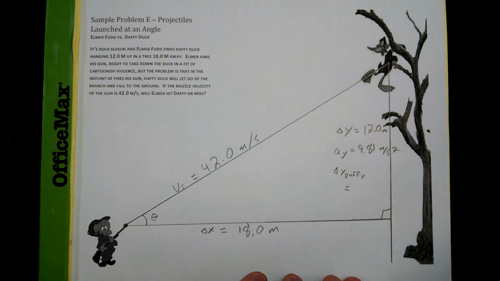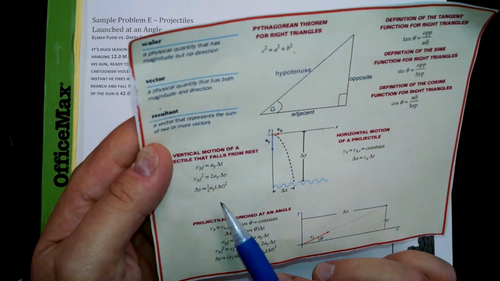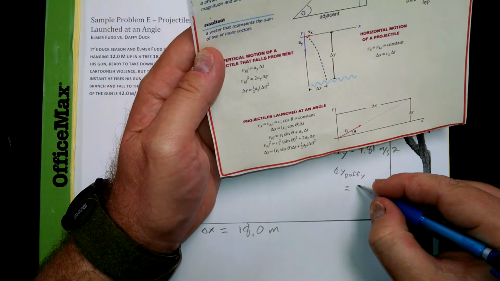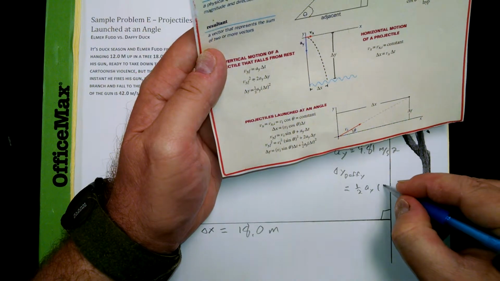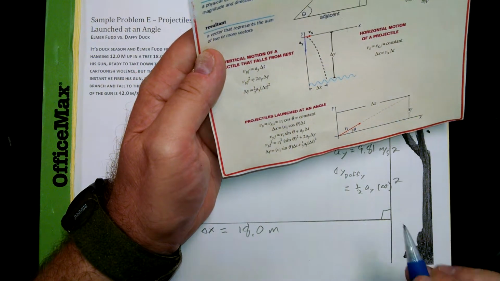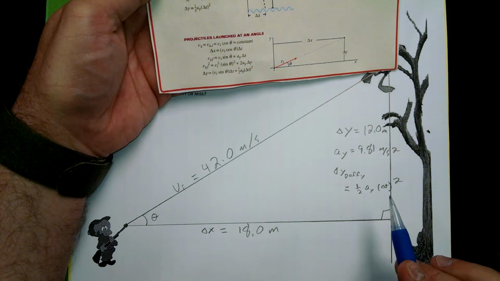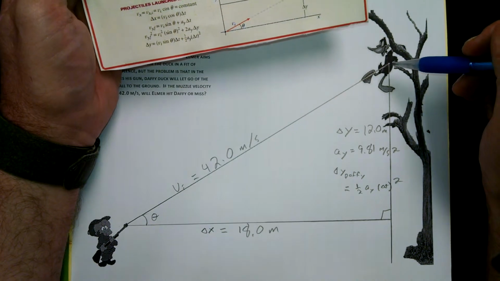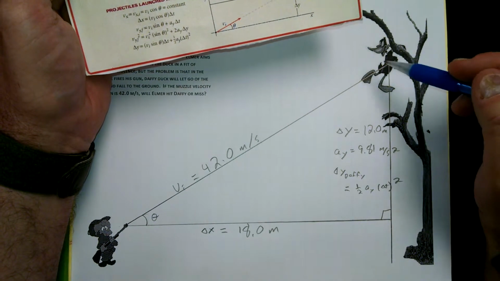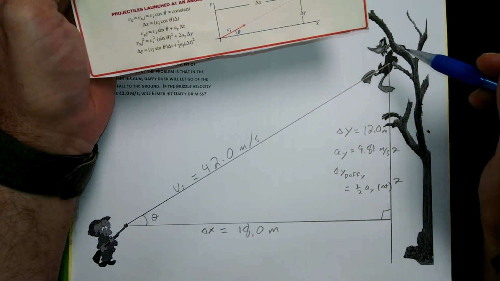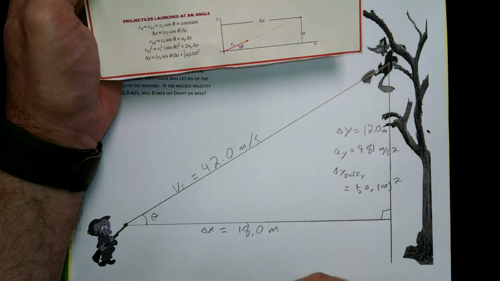Okay, we've got a formula that'll work just fine for that. Delta y is equal to 1/2 a sub y times delta t squared. So this is what we're trying to find, or at least that's one of the things that we're trying to find. Now, don't forget, Daffy is 12 meters up. So when we're trying to find delta y of Daffy, we're trying to find how far Daffy Duck is going to drop in the amount of time that he's given. Okay, we'll get to the time in a minute. Let's go on to the next part.